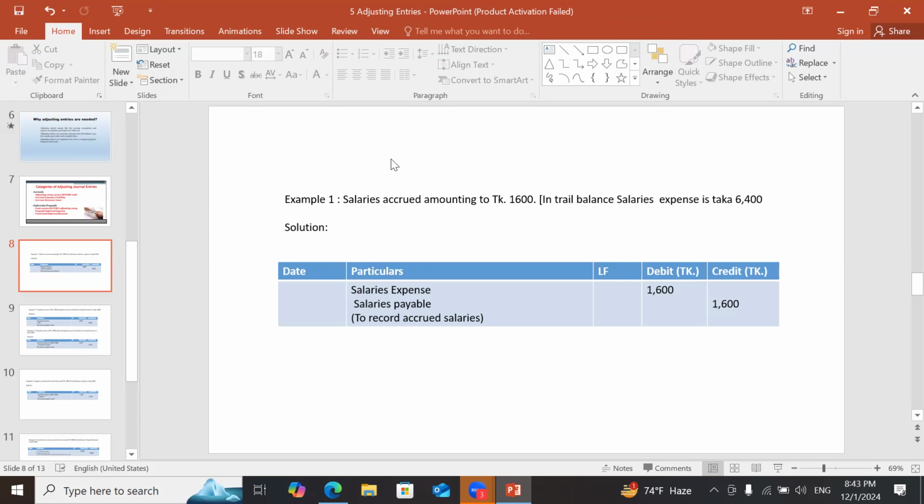Sir, is it the accrued expense from the company's perspective? Yes. Accrued expense, when you try to make a journal, as a clerk of a company or accountant, the company has not paid the salary still now. To pay in future, that means liability. So salary expense debit and salary payable credit.